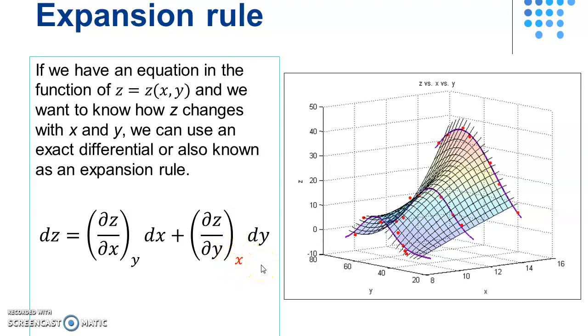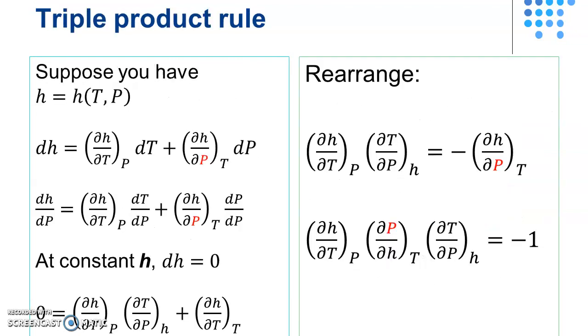Alright, we have learned about the expansion rule, and I taught you how we actually use it based on the reason that properties are state functions and not path functions. So we will go to the next one, which is what we call the triple product rule.